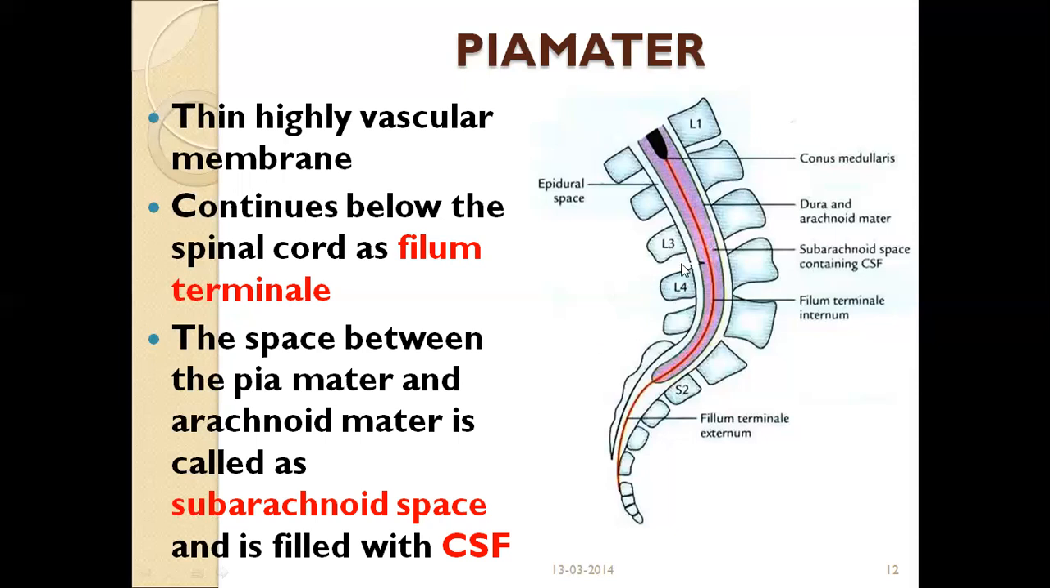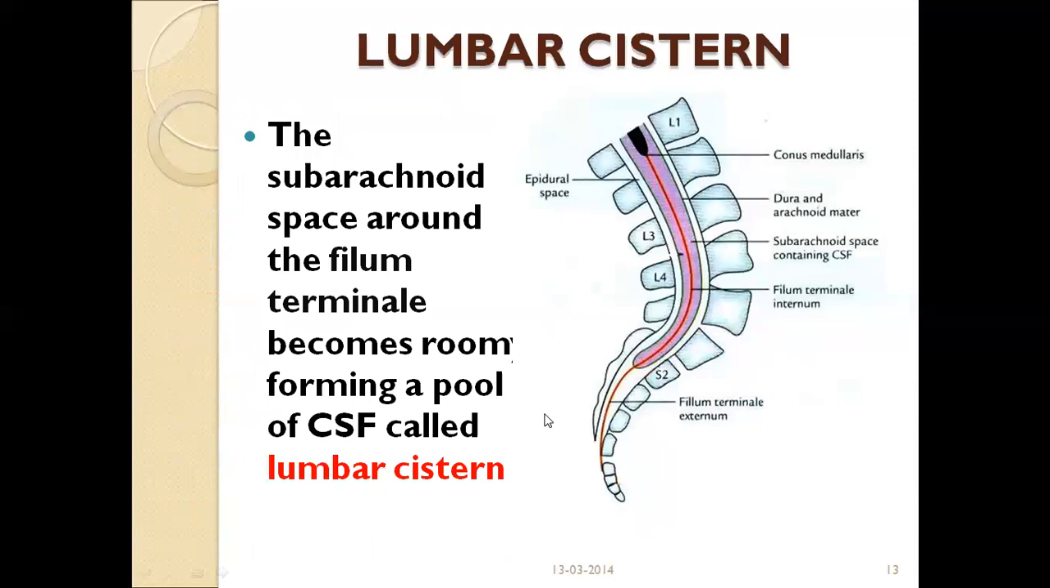Generally, the overall length of the filum terminale is 20 centimeters. 15 centimeters is inside the dura, that is the filum terminale internum, and 5 centimeters is outside, that is the filum terminale externum. Now, there are certain expanded spaces which are generally called cisterns. We have one cistern situated at the spinal cord. The subarachnoid space around the filum terminale becomes roomy, and it is a space where we have a lot of CSF collection, and we call this area the lumbar cistern.